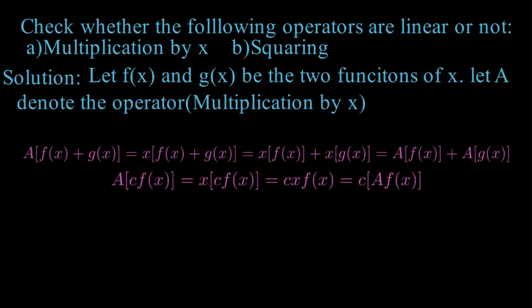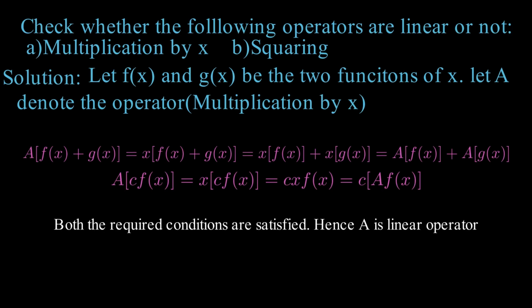Now for the second condition of a linear operator, we have operator A operating on c multiplied by f as a function of x. In place of operator A we put x, and we have x operating on c multiplied by f as a function of x, and this will be equal to c multiplied by x multiplied by f as a function of x, which is equal to c multiplied by operator A operating on f as a function of x. So both conditions of a linear operator are satisfied, and hence we can say that the operator A is a linear operator.